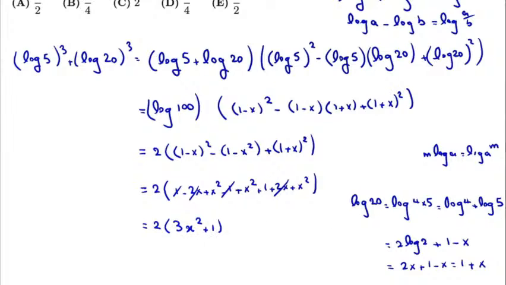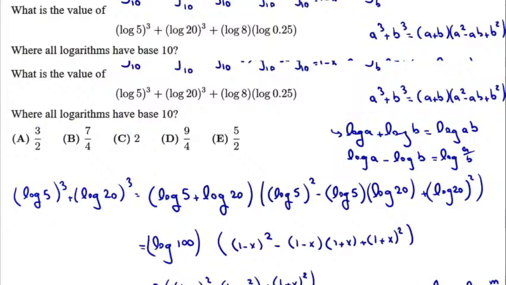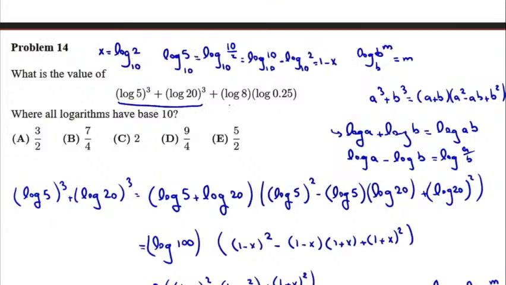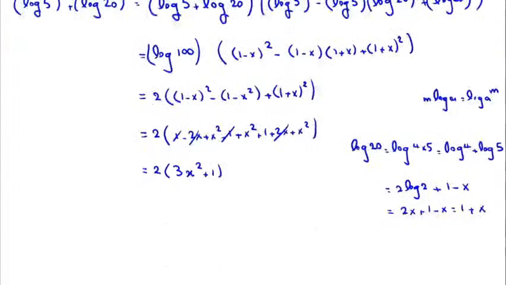Okay. Now, that was the first part. Let's focus on log 8 times log 0.25.